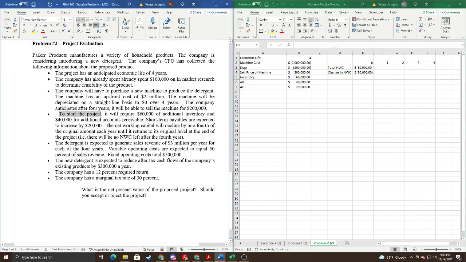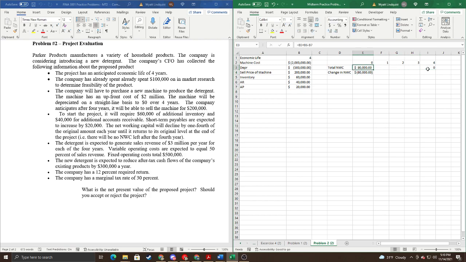But now the net working capital will decline by 1/4 of the original amount each year until it returns to its original level at the end of the project. So there's going to be no net working capital in year 4. So we'll just have that equal 0.